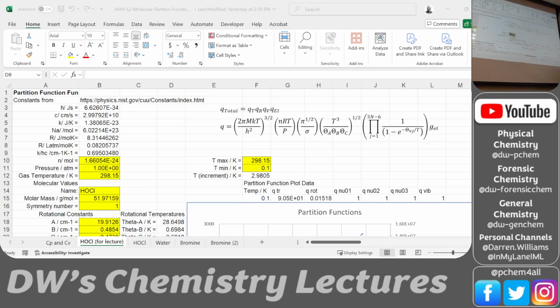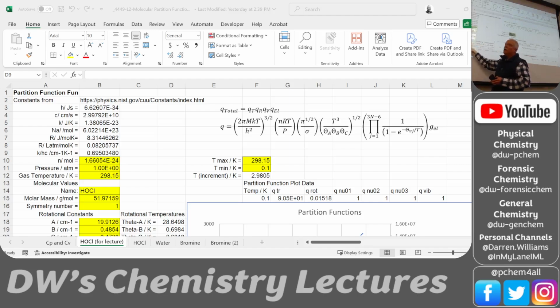So I did this for the hypochlorous acid molecule, that HOCl from Gaussian. Over here, I have this spreadsheet. You can put in the number of moles. So I did one molecule. It's essentially 1 over Avogadro's number, 1 atmosphere pressure, 298. And here's the molar mass and the symmetry number.